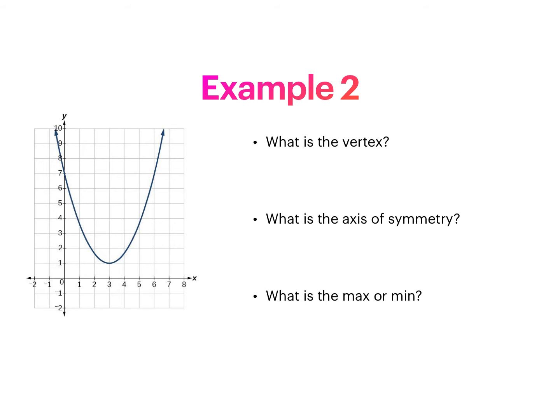All right, example 2. What is our vertex? 3, 1. What's our axis of symmetry? X equals 3, because it's always your x. It's the dotted line that goes right down the middle, so it's just our x. And then do we have a maximum or minimum at our vertex here? A minimum, and what's our minimum value? 1.